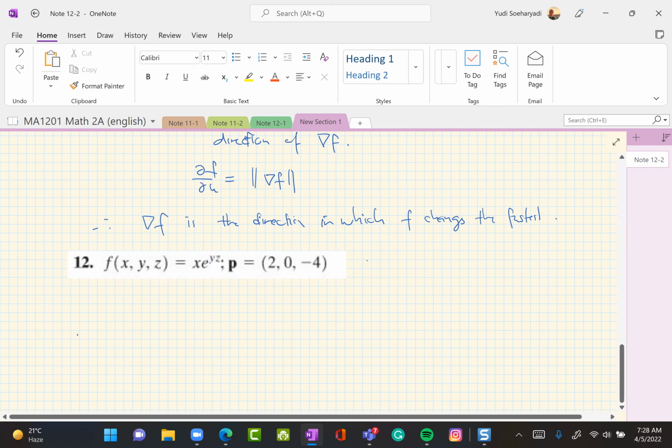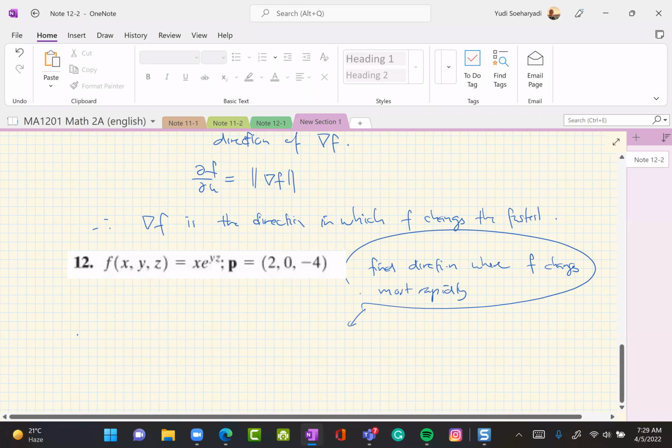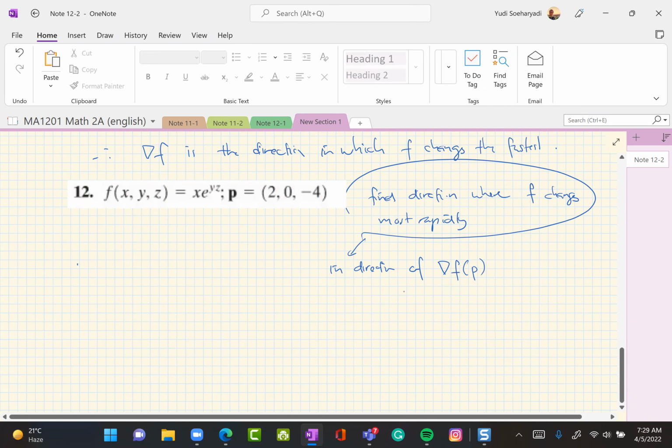Let's see. Find the direction where f changes most rapidly. Okay. So here, in this case, it should be in the direction of the gradient. Gradient of f at p. All right, so let's compute this.